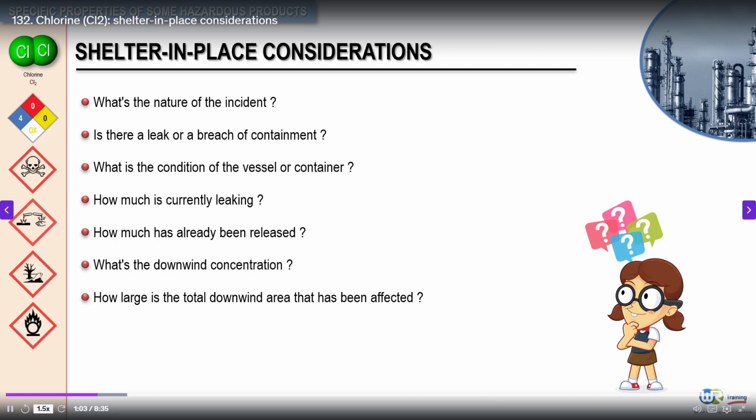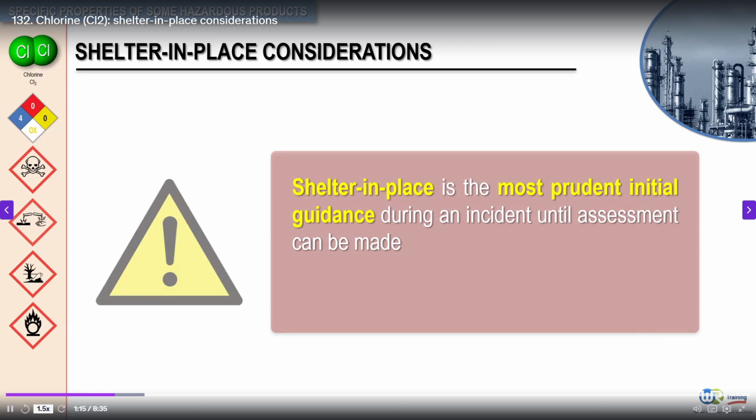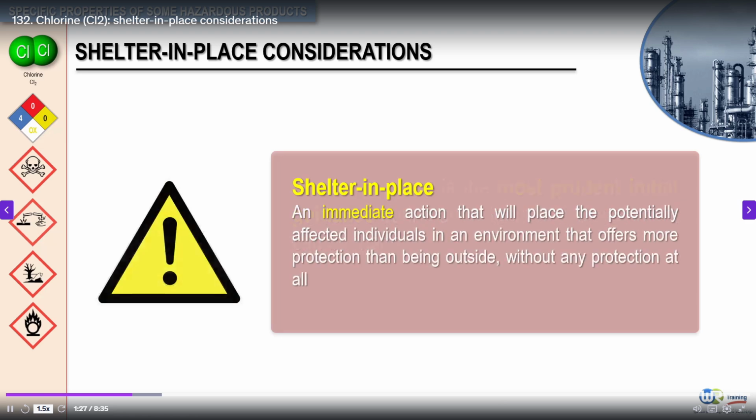Consequently, until an initial evaluation can be made, including obtaining downwind impact information, the most prudent initial guidance is to shelter in place, until the leading official in charge, typically the incident commander, can gain an initial assessment. An initial shelter-in-place action is just that, an immediate action that will place the potentially affected individuals in an environment that offers more protection than being outside without any protection at all.